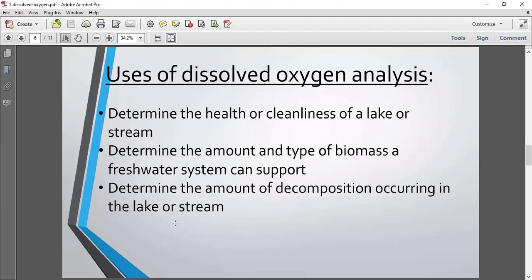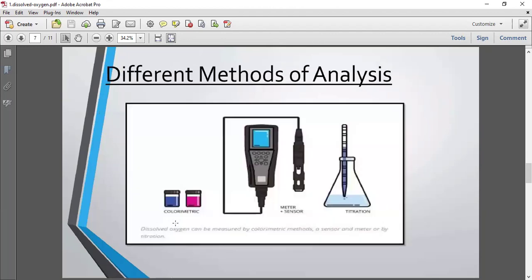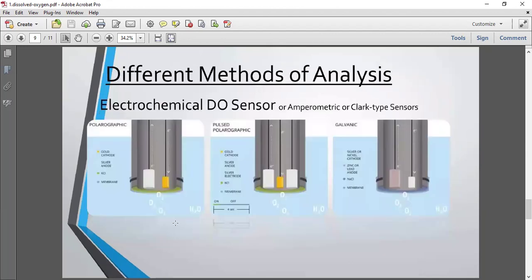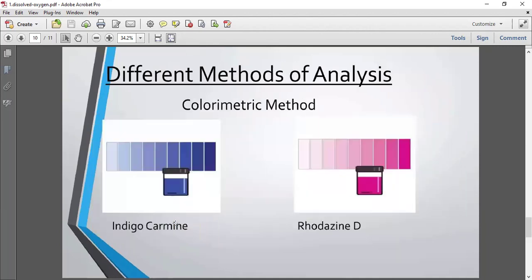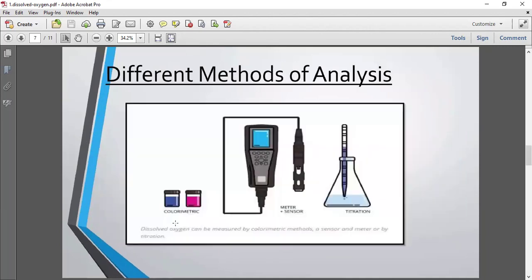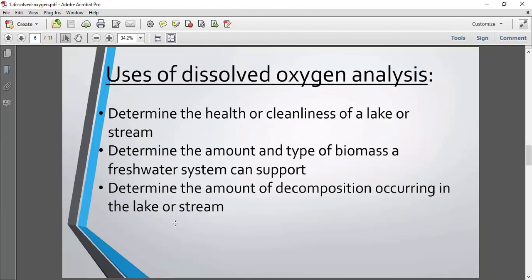So these are the parameters for uses of dissolved oxygen analysis. So this is an important question, right? Dissolved oxygen analysis.